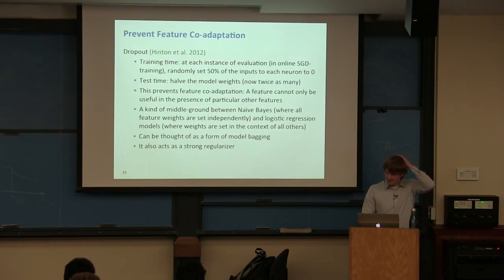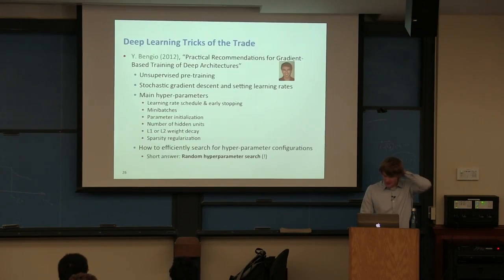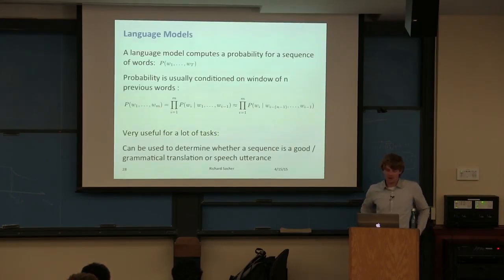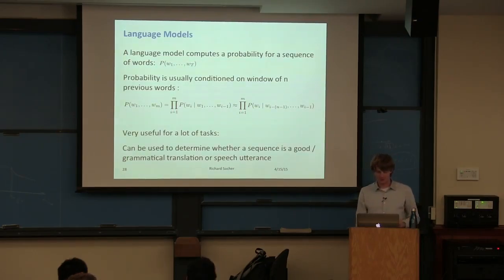All right, let's talk about dropout another time and actually go over language models in the last 10 minutes. So language models basically compute a probability for a sequence of words. So far, so straightforward. Usually you condition the probability of each word on the window of n previous words. So you want to basically know, is this sequence of words a very likely sequence? That's really a very simple kind of formulation.